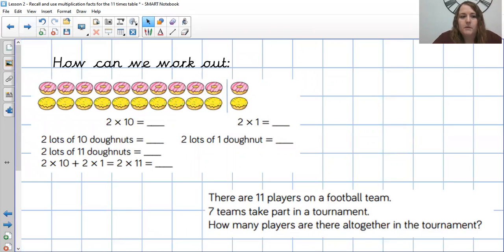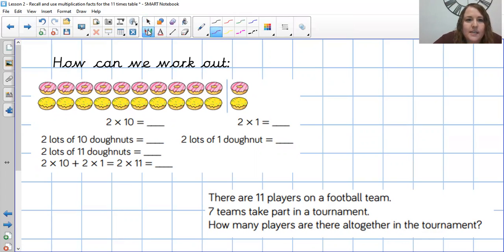Okay, some word problems now. How can we work out these questions? On my top picture, I have a certain amount of pink donuts and a certain amount of yellow donuts, and they've actually split it for us. They've split it with that line. I'm just going to point to that line so you can see where I'm talking about. They've popped this line in here, and they've split it into 2 lots of 10 and 2 lots of 1. So 2 10s are 20, 2 1s are 2. So these are my different rows.